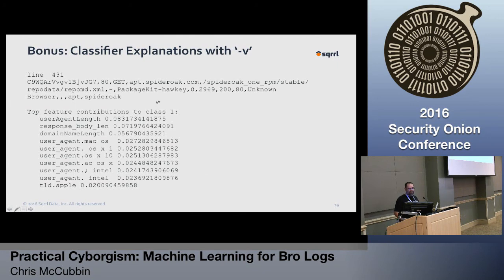You can also explain things that the classifier does. I wouldn't do this too often because it's way slow, but it's going to tell you, like, I thought this one was malicious because the user agent length is long and the response body length is short, things like that. So it can also give you a clue as to why the machine thinks things are malicious, which can also roll back into helping you decide what features you should be looking at, right?